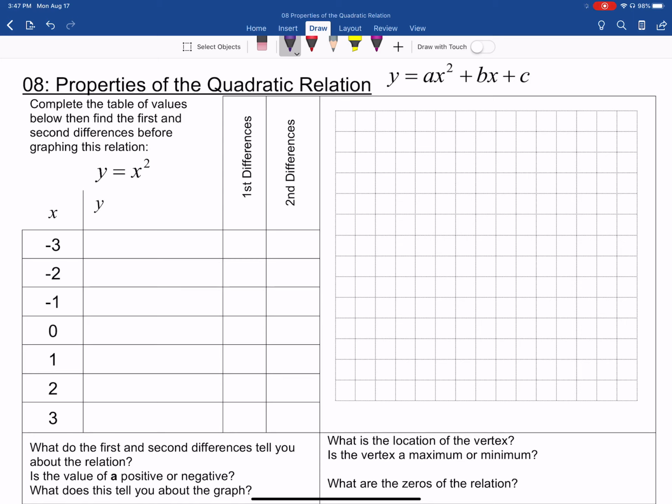So if we think back to what we've learned in grade 9 about how to fill out a table of values, your x value is like your input, and your y value is like your output. And what that means is if you just replace x with the number -3, and here's your equation, which is y equals x squared, we're going to get 9. So that's your output value. And we do that for all of our input values.